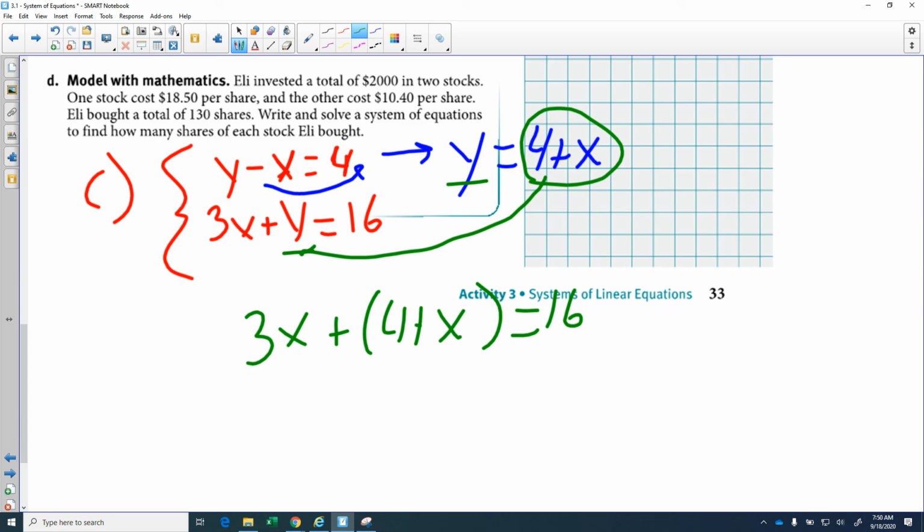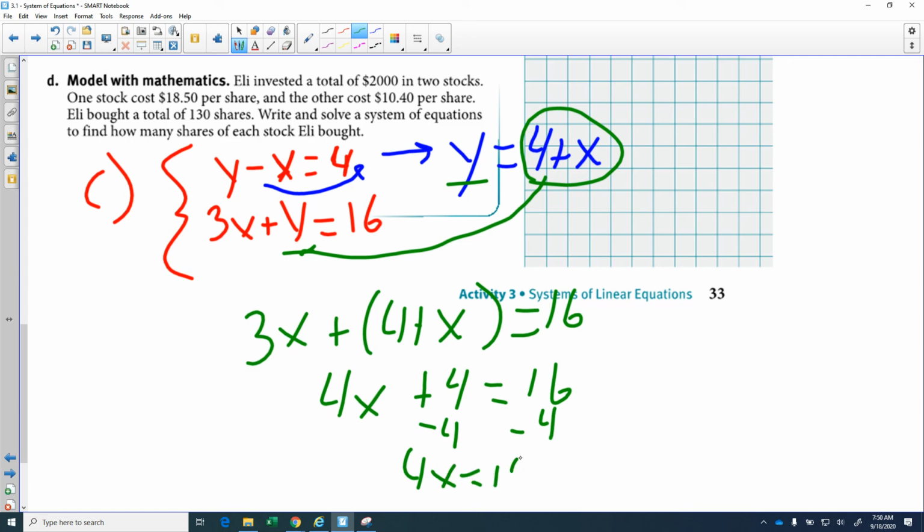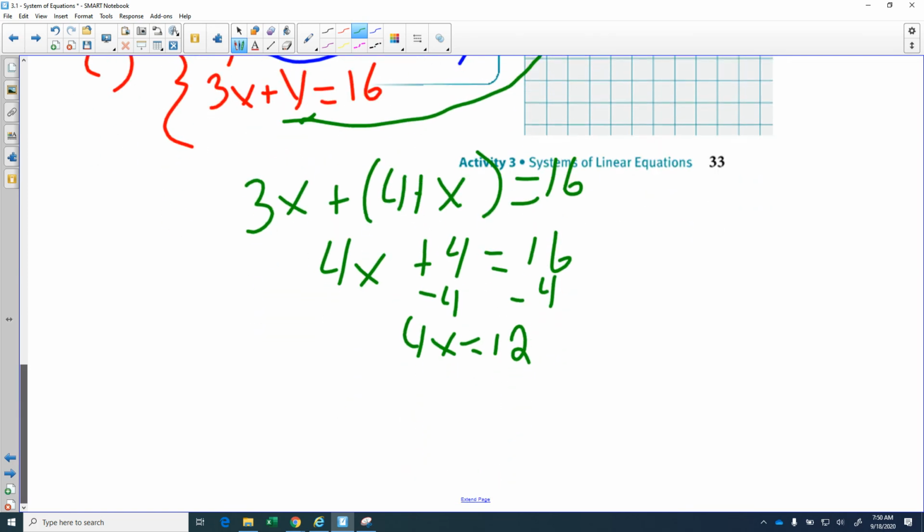From there, we go ahead and solve this out. We want to combine like terms. 3x plus x would be 4x. The 4 can just be rewritten, equals 16. Subtract the 4 to the other side to get 4x equals 12. And then divide out that 4 to get x equals 3. And that's how we get our first answer.